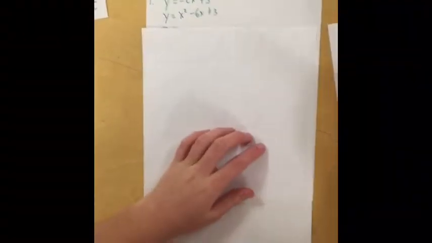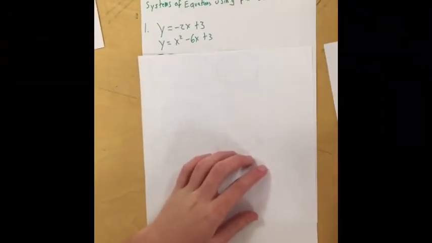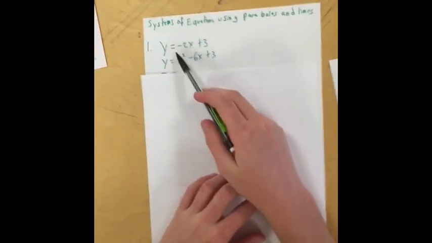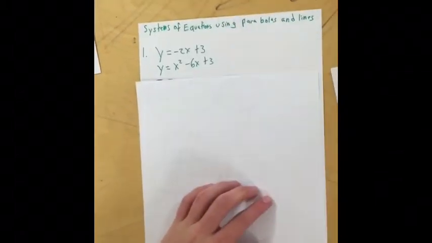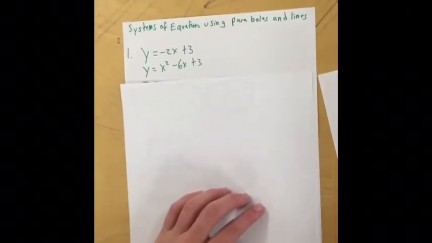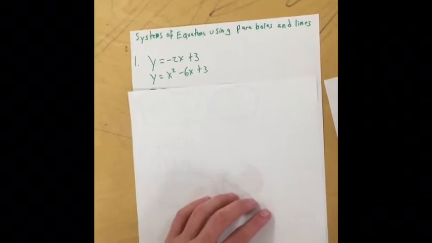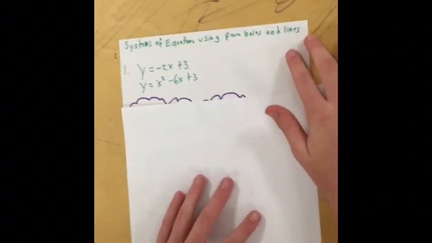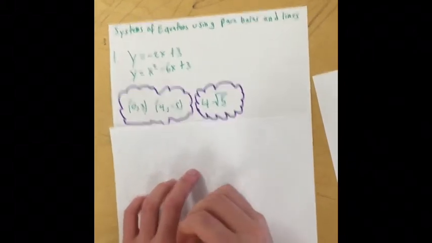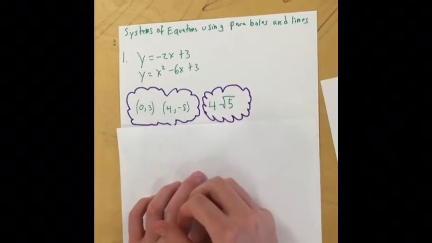Alright, so these are the practice problems for systems of equations using parabolas and lines. The first problem is y is equal to negative 2x plus 3, and y is equal to x squared minus 6x plus 3. Pause it now if you want to solve. So the points are 0, 3, and 4, negative 5, and the distance is 4 root 5.